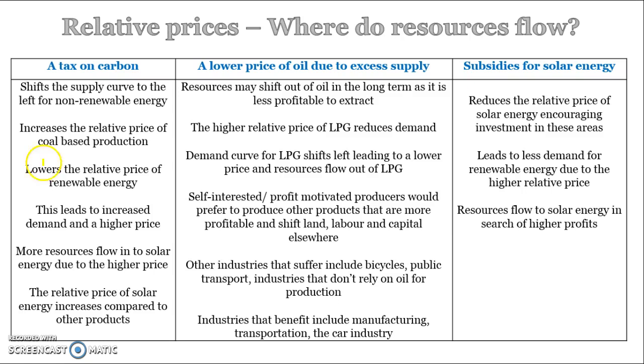flow. So for example, if we're looking at the tax on carbon, a carbon tax shifts the supply curve to the left for non-renewable energy, increases the relative price of coal-based energy, that lowers the relative price of renewable energy. Because it's now got a lower relative price than its substitute, that will increase the demand for solar energy, which technically leads to a higher price of solar energy as well.